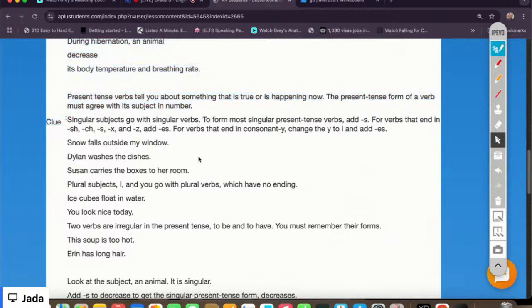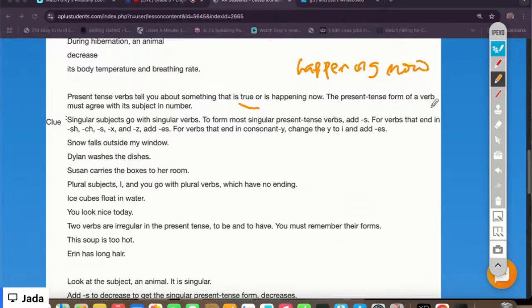So this one says present tense. For the present tense verb, it tells you about something that is true or happening right now. Okay, so happening now is present tense. The present tense form of a verb must agree with its subject in number. So a singular subject goes with a singular verb. To form a singular present tense verb, you have to add s, or es for verbs that end in sh, ch, s, x, and z. For verbs that end in y, you have to change the y to i and then add your es.